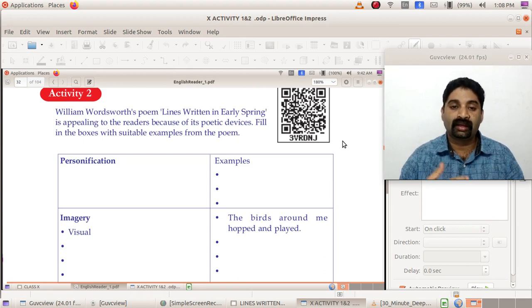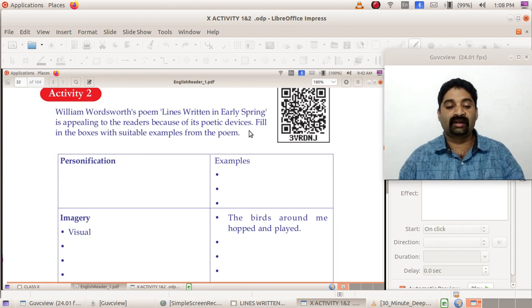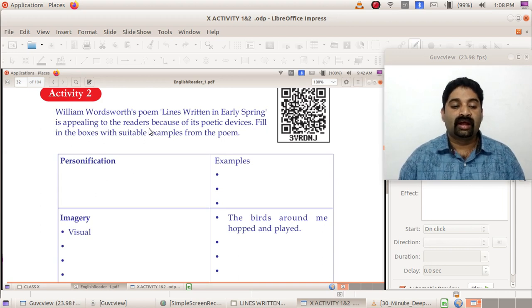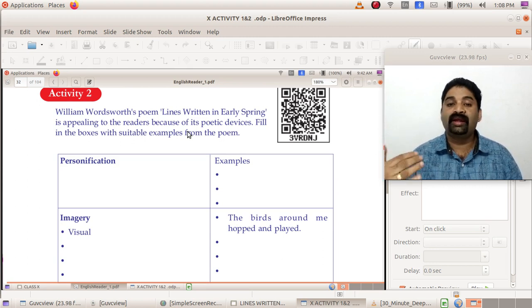Again, let us revise it. If you have forgotten, it is your chance to learn it again. So here is the question given. William Wordsworth's poem, Lines Written in Early Spring, is appealing to the readers because of its poetic devices. So it is appealing to us because so many poetic devices are used here. Let us fill the boxes with the suitable examples from the poem.